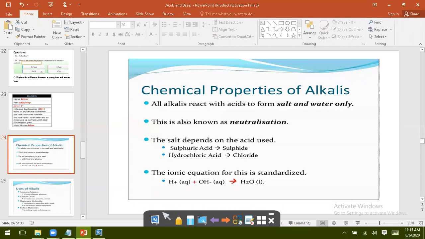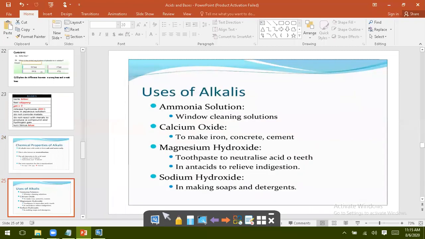Chemical properties of alkalis: they react with acid to form salt and water, and this is known as a neutralization reaction. Some uses of bases or alkalis: ammonia solution is used in window cleaning solutions. Calcium oxide is used to make cement. Magnesium hydroxide is used in toothpaste to neutralize acid on teeth, and in anti-acid relief for digestion. Sodium hydroxide is used in making soap and detergent.